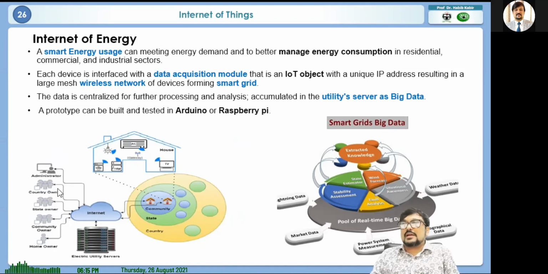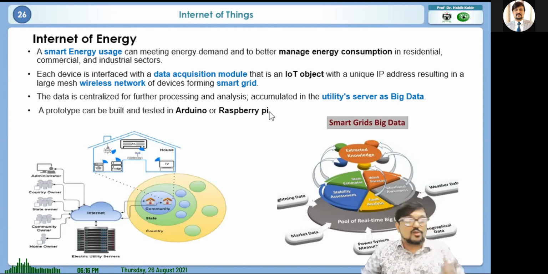If I have some time, I can show my research, because my research is going on all together here. The connection is not there, but I can show you those things as well. So community, state, country is there. This is actually the smart grid. With smart grid, I am working on the networking, how we can connect all the things. You can make the data centralized for further processing and analytics, accumulating in the utility server as big data. A prototype can be built with Arduino and Raspberry Pi.